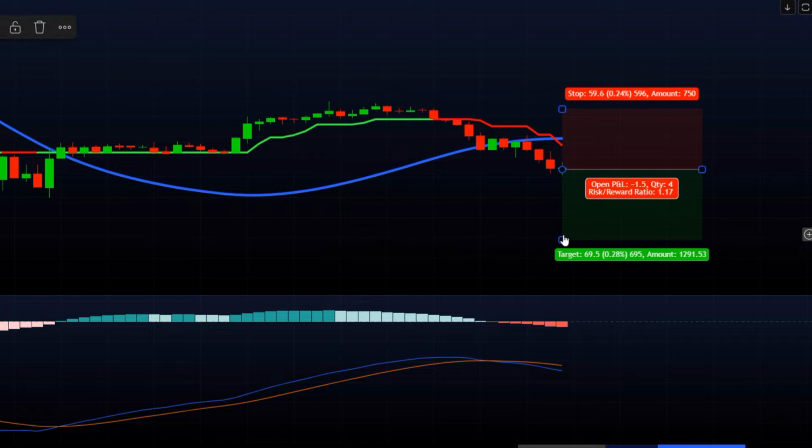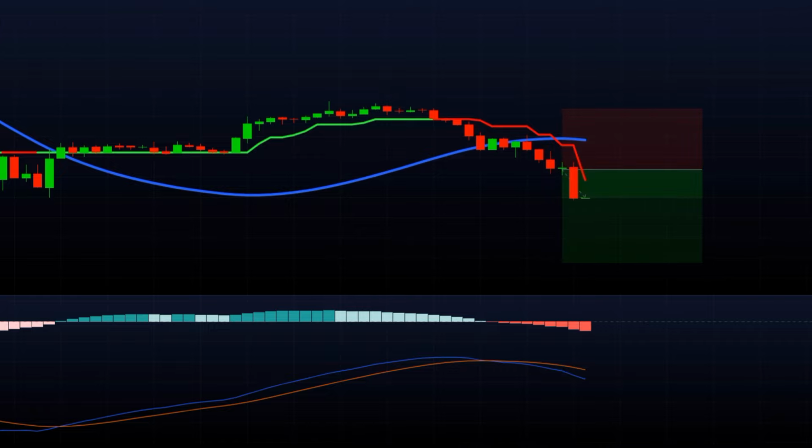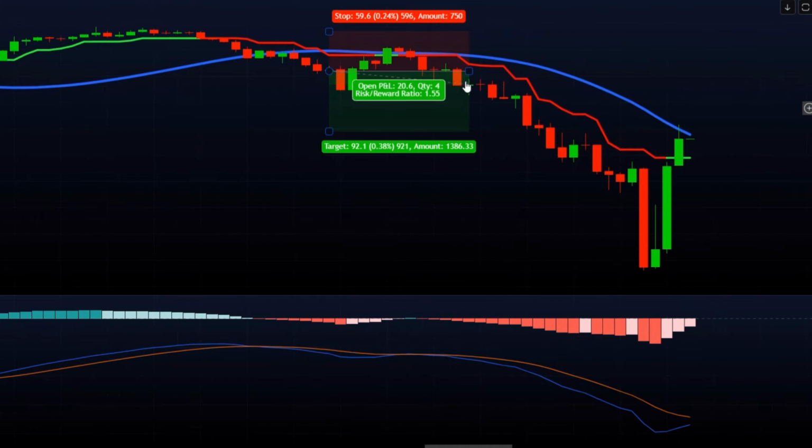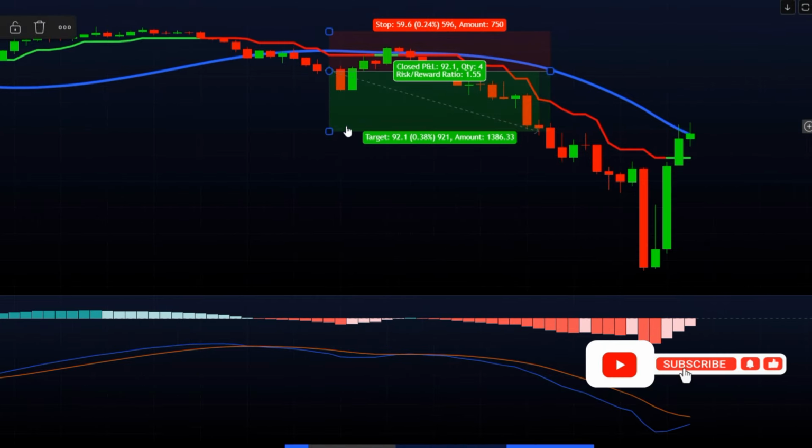That is the system. Signal, momentum, and trend. Always test any new strategy yourself. This content is for educational purposes only and is not financial advice.